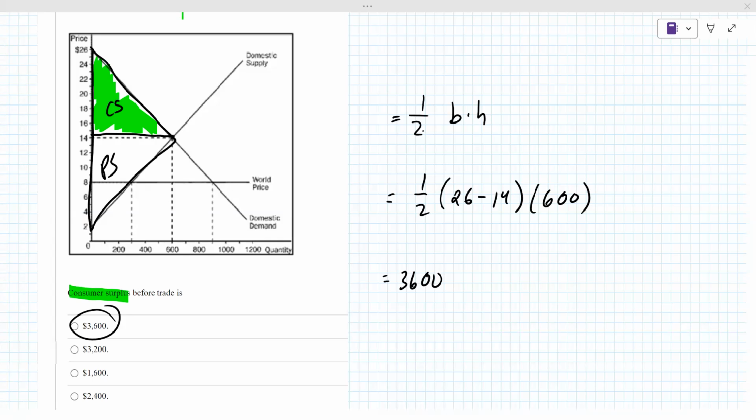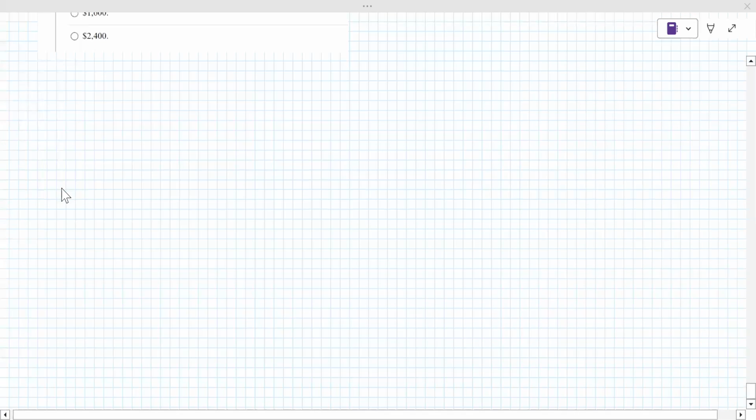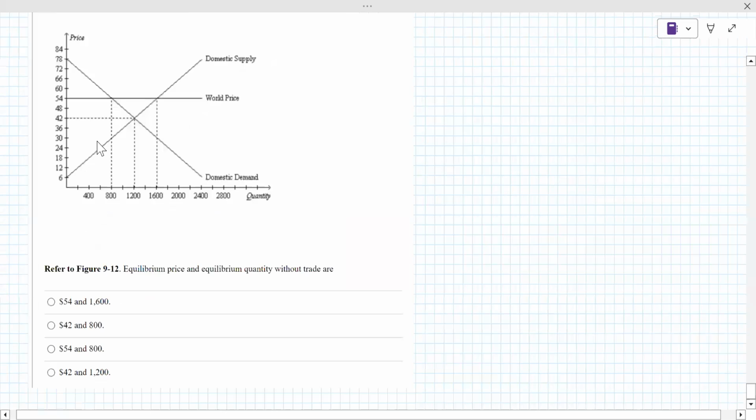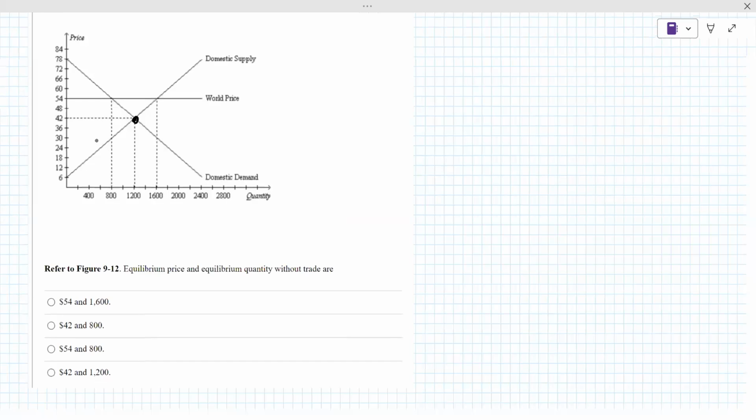All right, number 11. Equilibrium price and equilibrium quantity without trade. It's always where the two curves intersect. Price is always along the Y, Q is along the X. Don't know why, but that's the way they do it in econ. Don't understand it, I should say. So 42 and 1200.